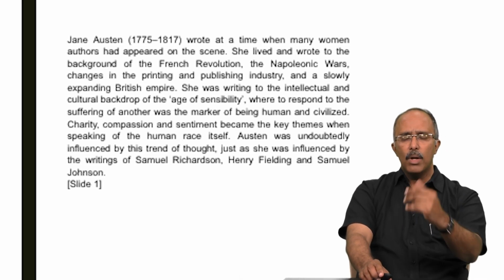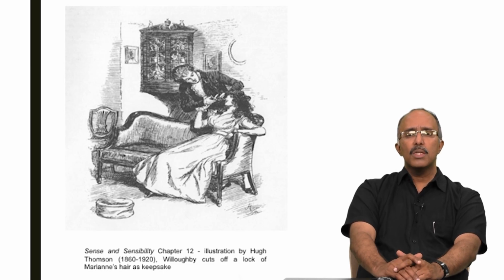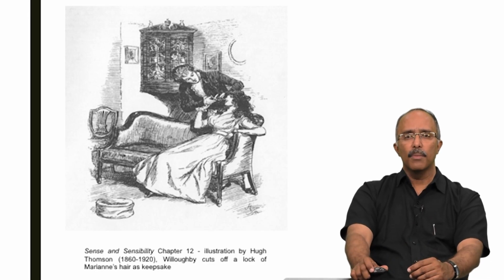Our first slide, now coming up on your screen, is an illustration by Hugh Thomson, 1860 to 1920, from chapter 12 of Jane Austen's classic work Sense and Sensibility, where Mr. Willoughby is cutting off a lock of Marianne's hair as a keepsake, a sentimental move. It's a famous illustration, and it's just to set the ball rolling.